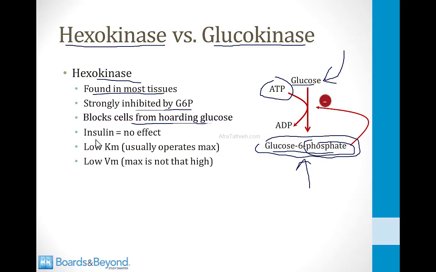Also, in contrast to glucokinase, insulin does not have an effect on hexokinase. It is always operating based on the level of glucose 6-phosphate inside the cell. And then the enzyme kinetics of hexokinase and glucokinase are different, and you need to understand those differences. So we'll talk about hexokinase first. It has a low Km, and this means it usually operates at the maximum rate. I'll talk about that in a minute. And it has a low Vmax, which means that the maximum rate the enzyme can function is not that high.